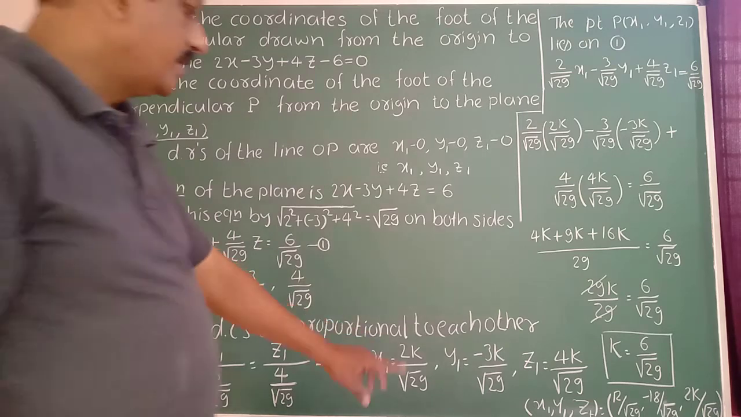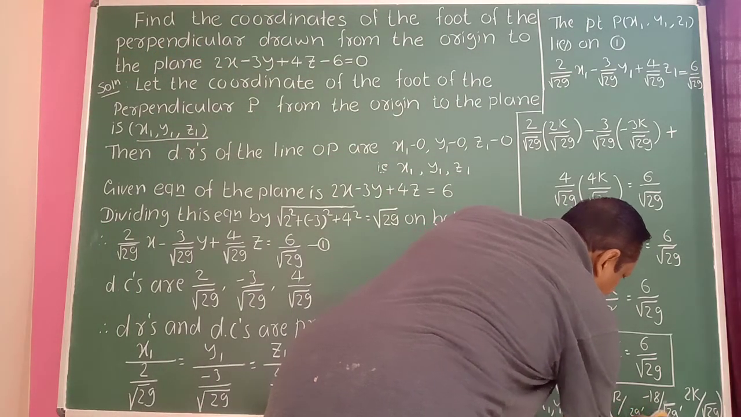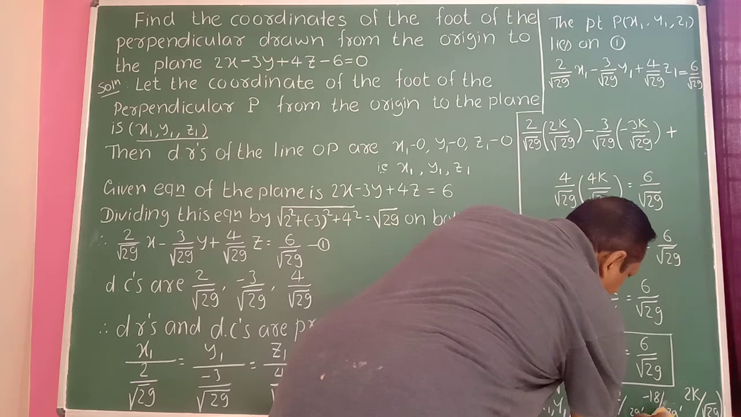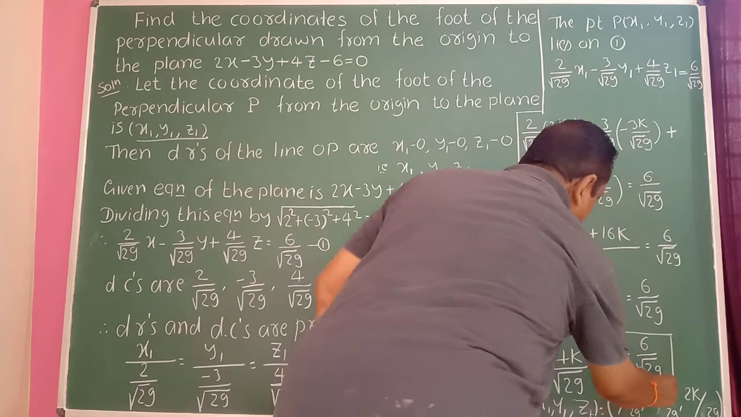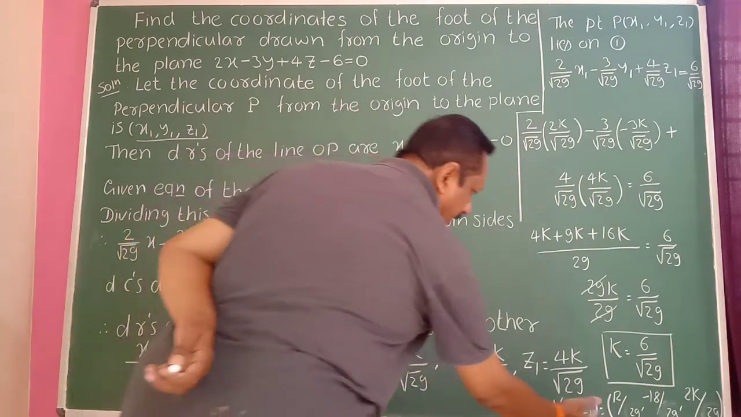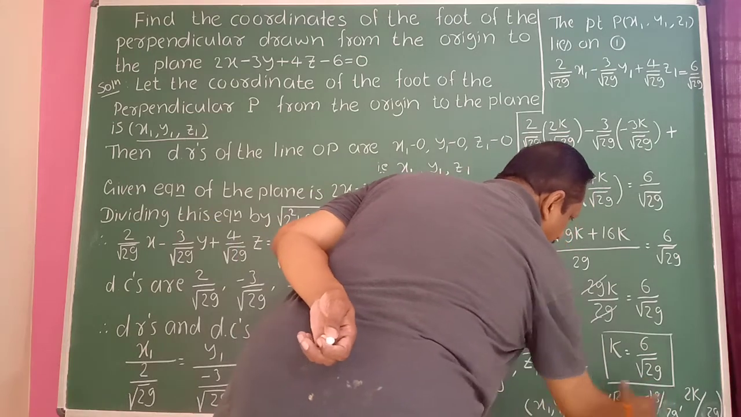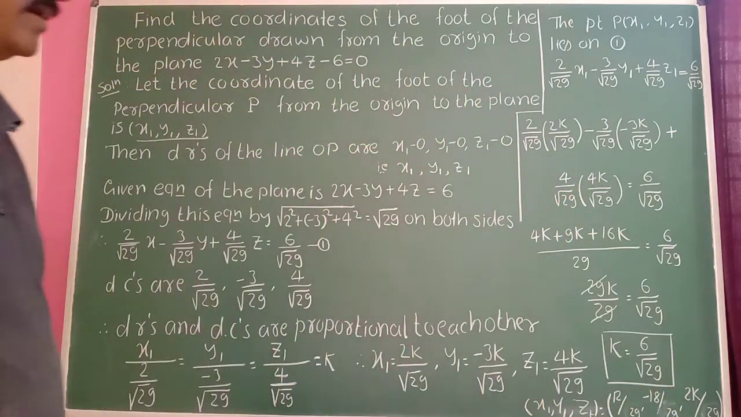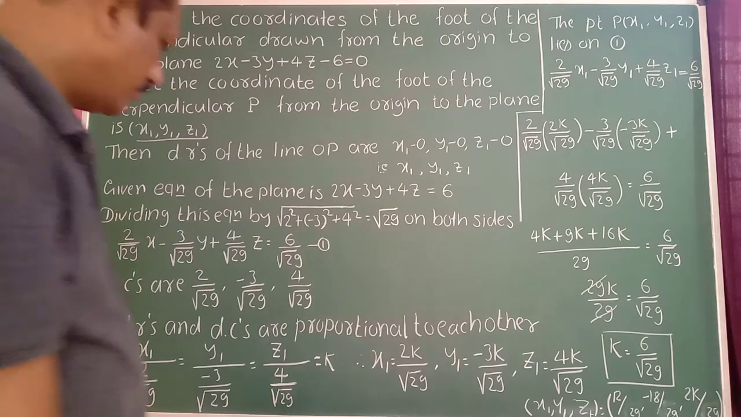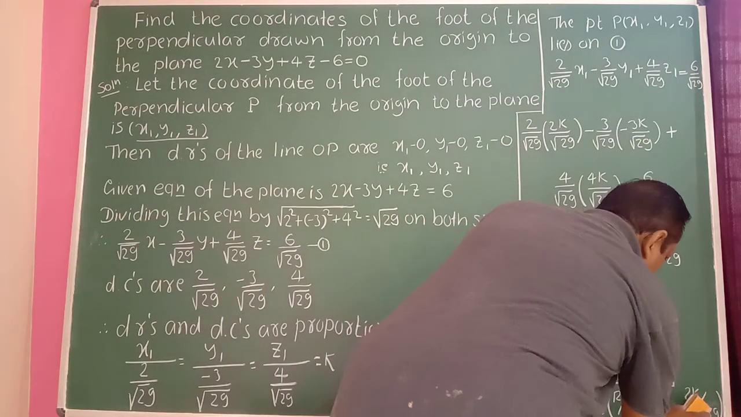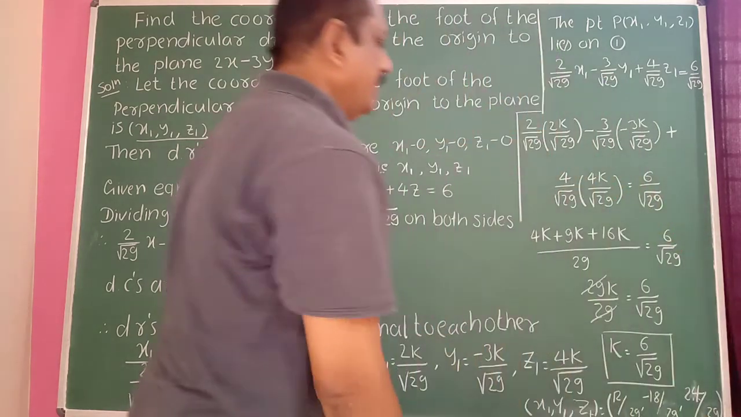Actually the square root and square cancel here, so only 29 is there, because root of 29 into root of 29 becomes 29. This into this becomes 29, this into this becomes 29. So 12 by 29, minus 18 by 29, and 24 by 29.